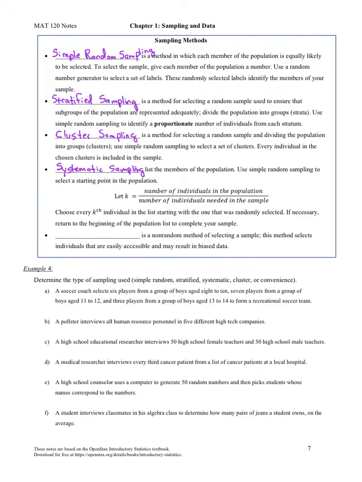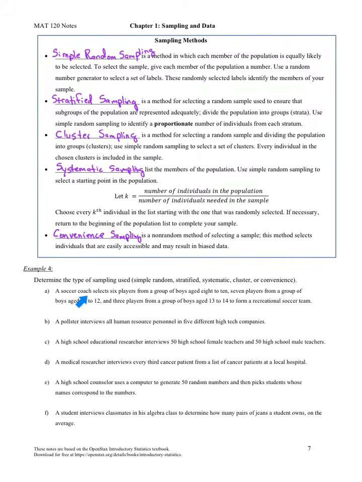And lastly, we have convenience sampling. This is a non-random method of selecting a sample. This method selects samples that are easily accessible. It could result in biased data. Let's go to example 4 and practice these terms.